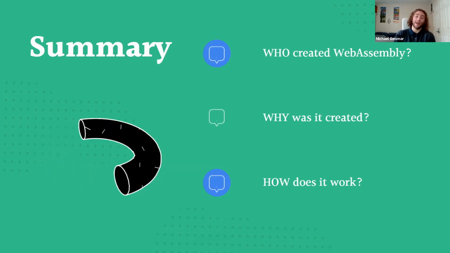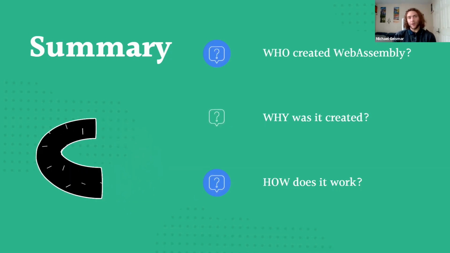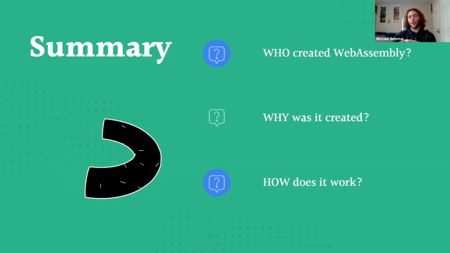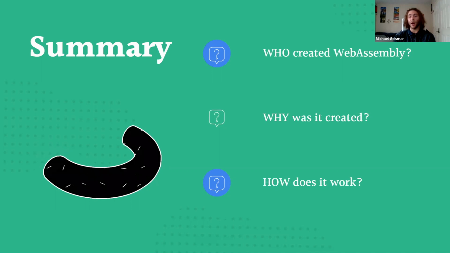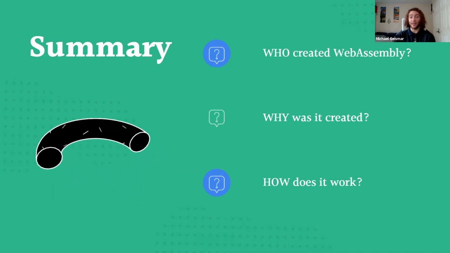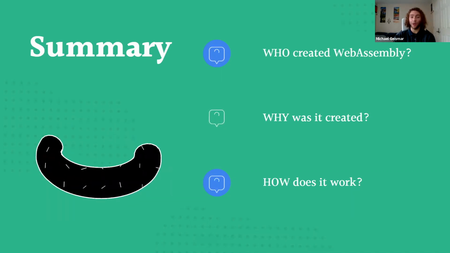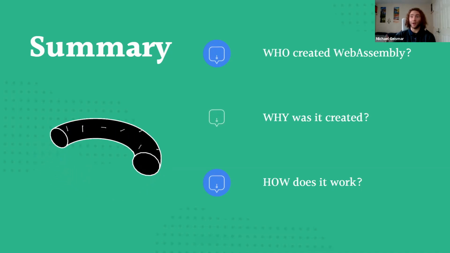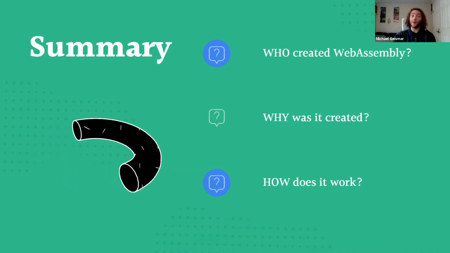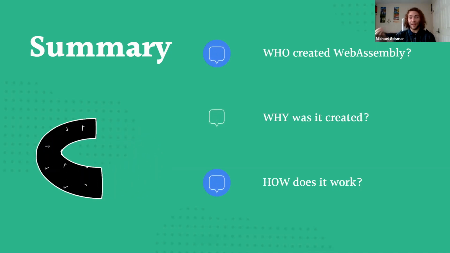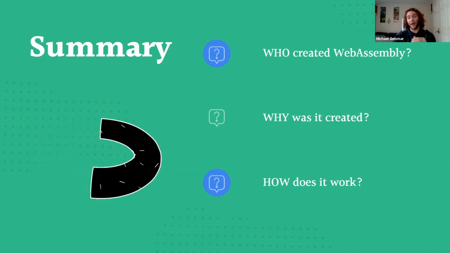Why was it created? Well, it was created in order to solve the issue that the web and JavaScript can't run code as fast as some other languages that you need to do a lot of computational work. So when that work needs to be done, how are we going to do it on the web? And the way that it works is that you can just take those benefits from other languages by, if you can imagine a JavaScript function.